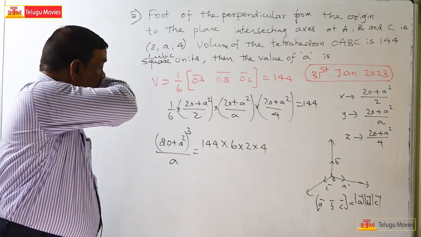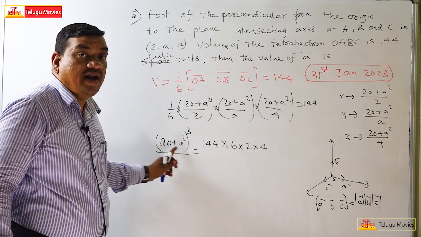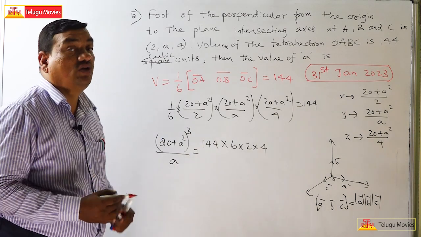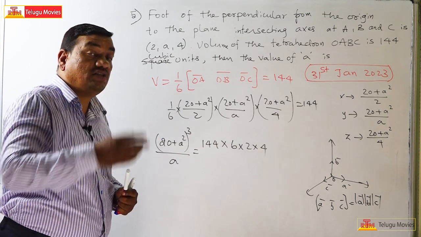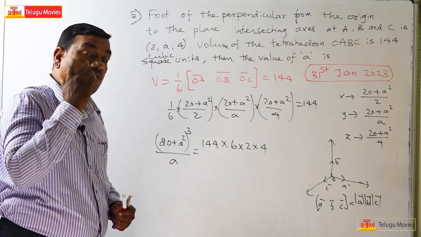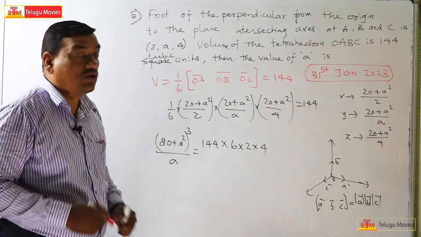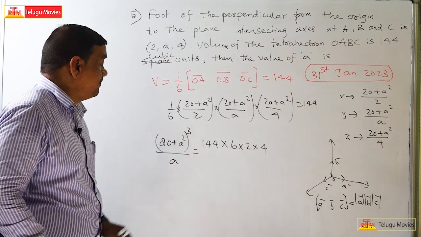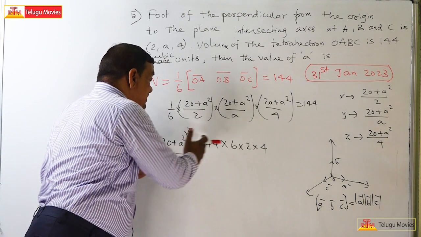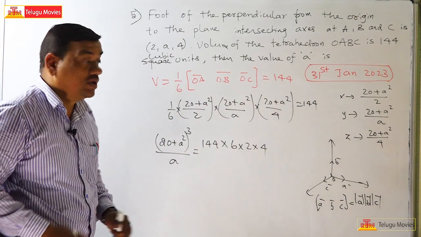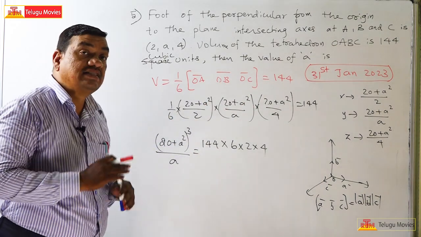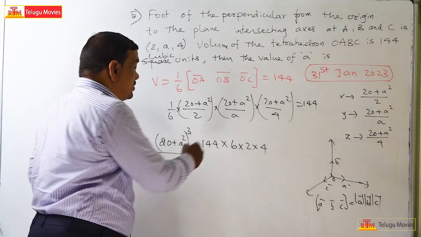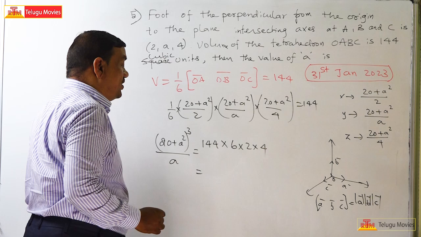Understand? Right. Then if you expand this, 20 plus A square whole cube means A to the power of 6 you will get. An equation whose degree is 6 is very difficult to solve. So don't expand it. Instead of expanding, try to write this as something cube. Then for that, how will you write it down? So this is equal to 144.